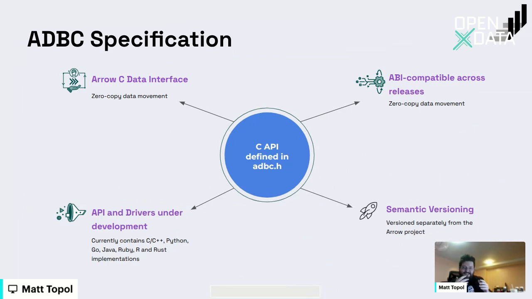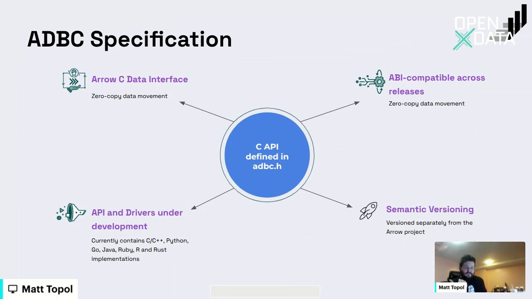As I said, it's a specification. You have the zero copy data movement from the Arrow C interface. You make ABI compatible releases, and we have a bunch of drivers currently already open source. Snowflake, DuckDB implements the interface, BigQuery, Postgres, SQLite all have open source ADBC drivers that you can go see. And the whole thing is versioned, and we have bindings in a large number of languages already.